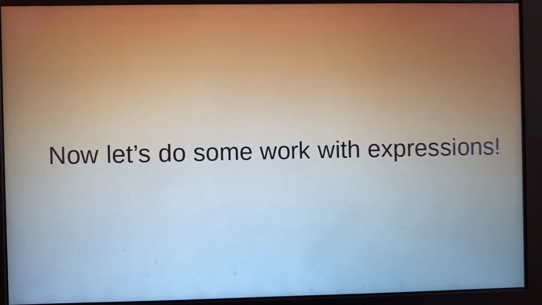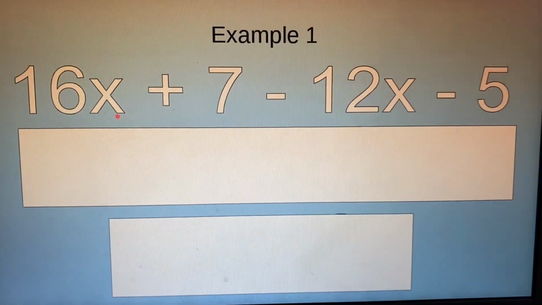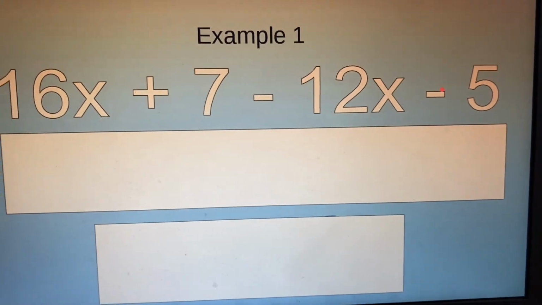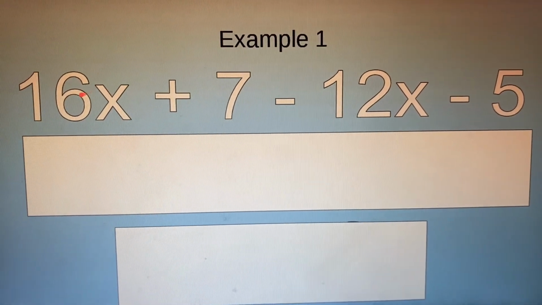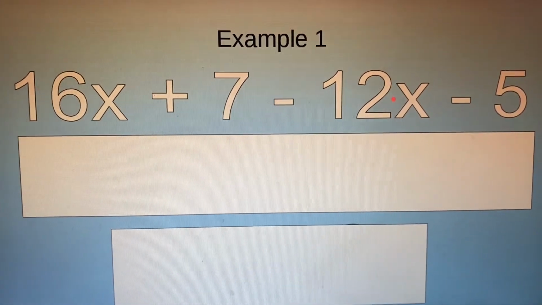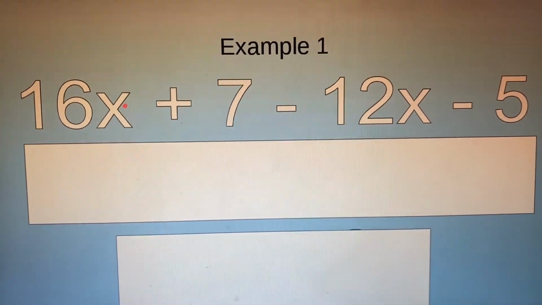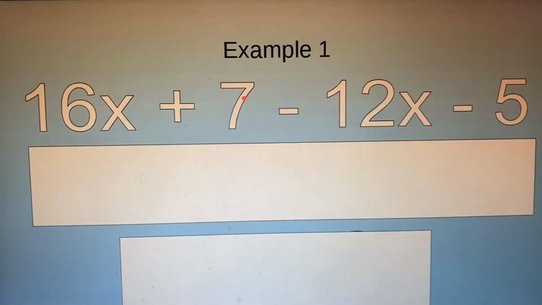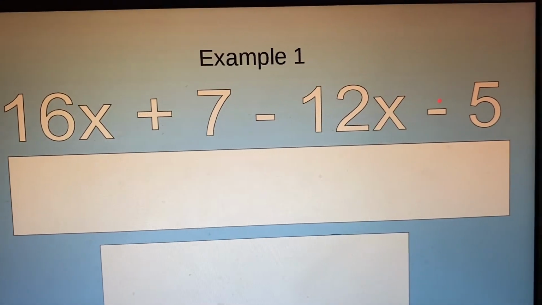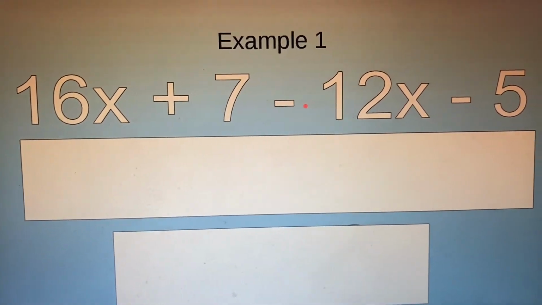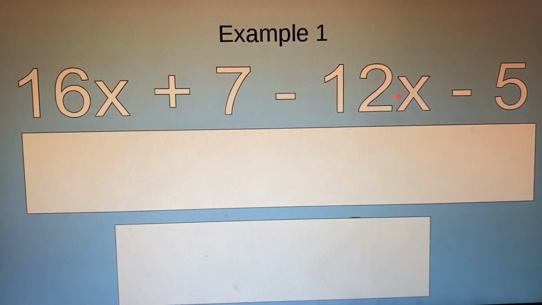Now let's start working with the expression. First, we are given the expression 16x plus 7 minus 12x plus 5. First, we have our coefficients 16 and 12 because they are both attached to the variable x, an x here and an x here. We also see we have 2 constants, 7 and 5. We also see that we have our operations, an addition sign here, and then a subtraction sign here and a subtraction sign there.